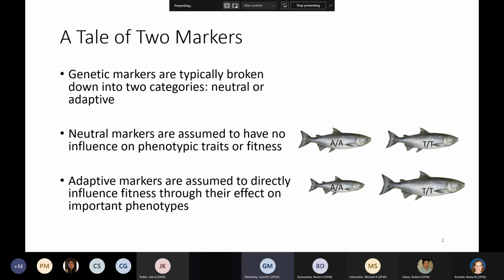Right now, genetic markers are typically broken down into two categories, either neutral or adaptive. Neutral markers are typically assumed to have no influence on phenotypic traits or fitness. And so this cartoon example on the right side, can you see my cursor?